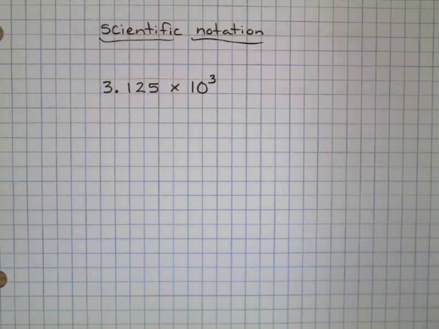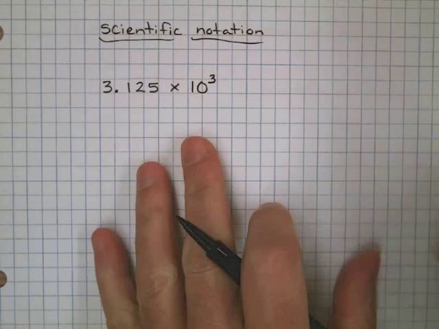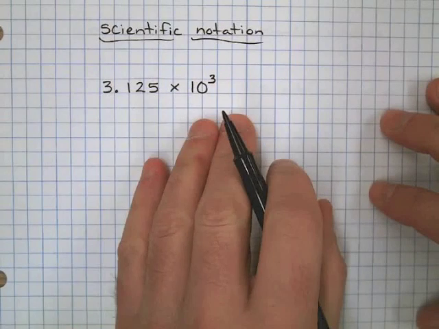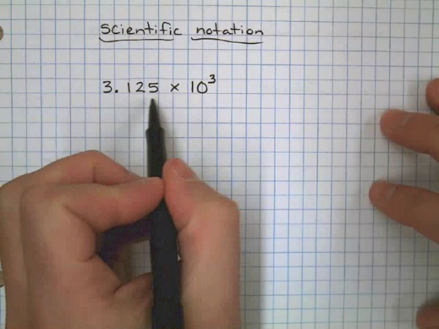Lesson 3-4, Example 2. Our objective is learning to write large numbers in scientific notation. Well, here is a number written in scientific notation. And there's kind of two parts to that scientific notation. The first part is this number here.